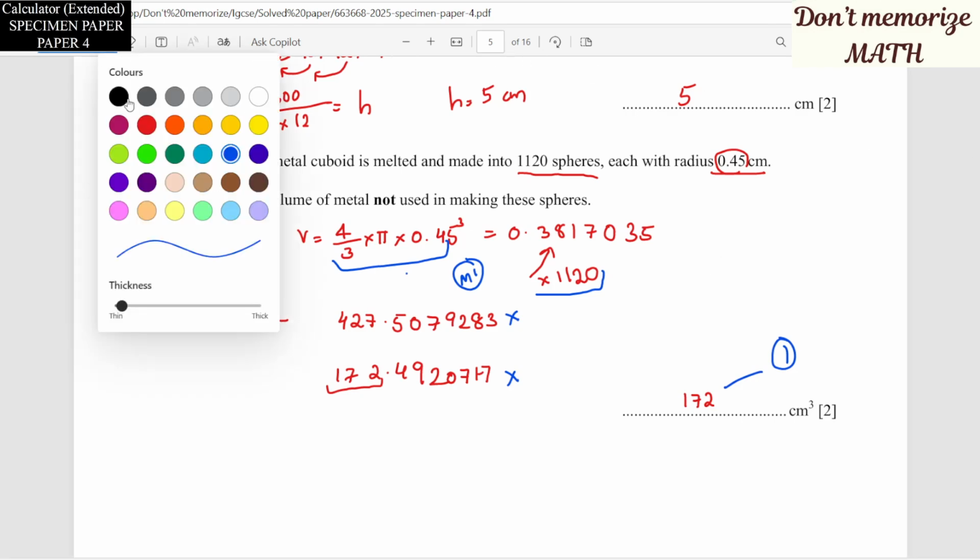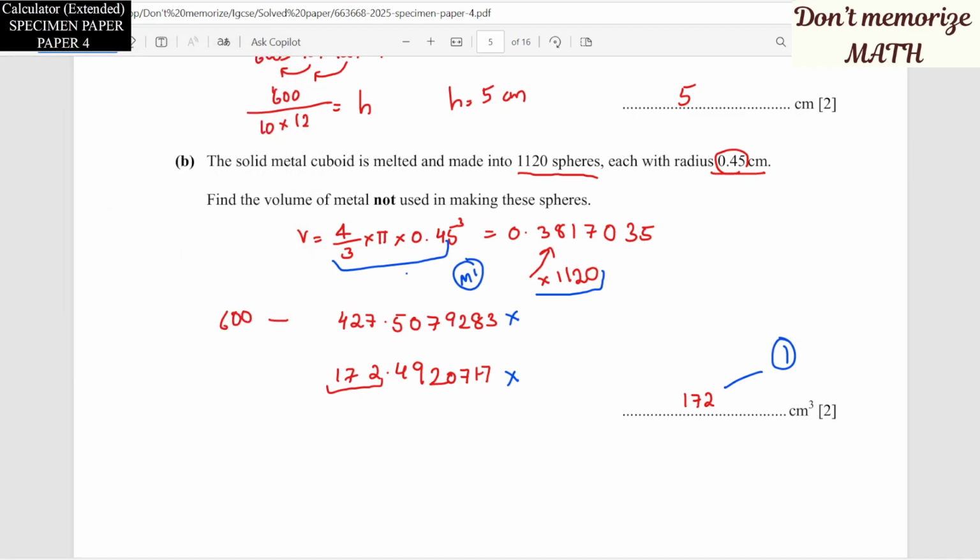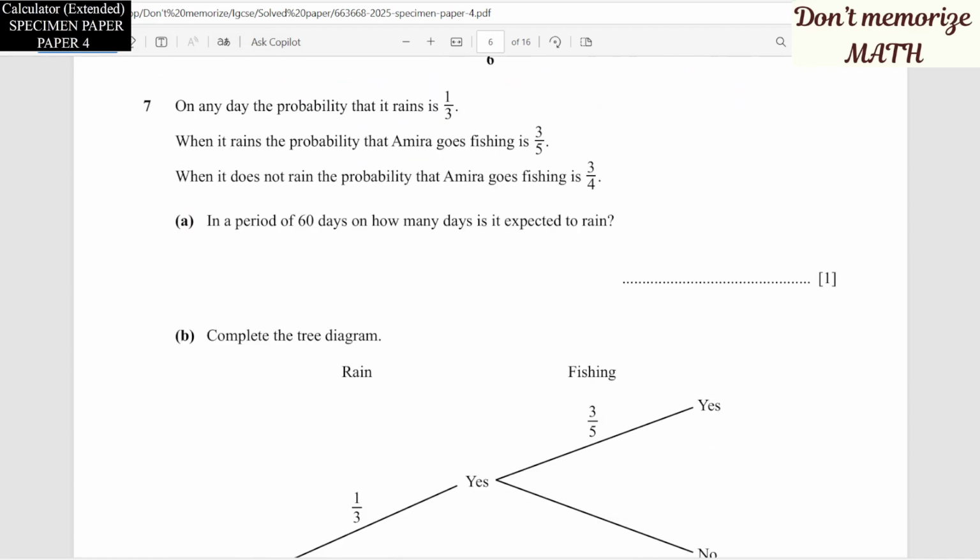So now we will move to the next question. Question number 7. On any day, the probability that it rains is 1 over 3. When it rains, the probability that Amira goes fishing is 3 over 5. When it does not rain, the probability that Amira goes fishing is 3 over 4. In a period of 60 days, how many days is it expected to rain?